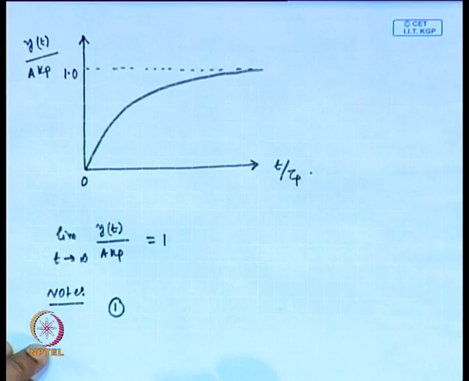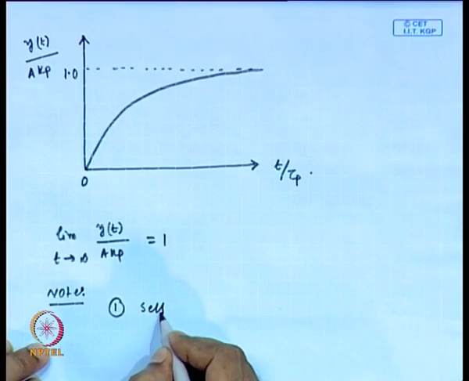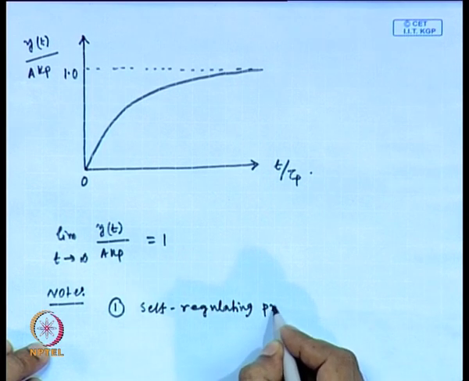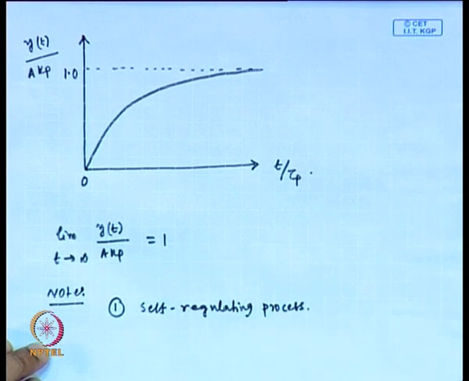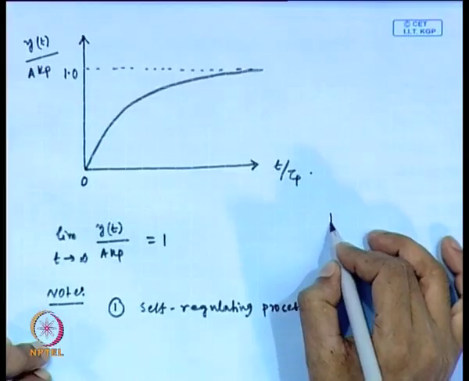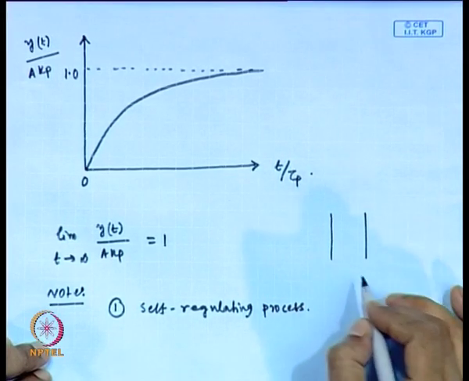This is basically a self regulating process. Previously, we have considered one case, that is pure capacitive process, and that is non self regulating process. If we take one example, then I think it will be clear why this is self regulating process. We can consider a liquid tank system.